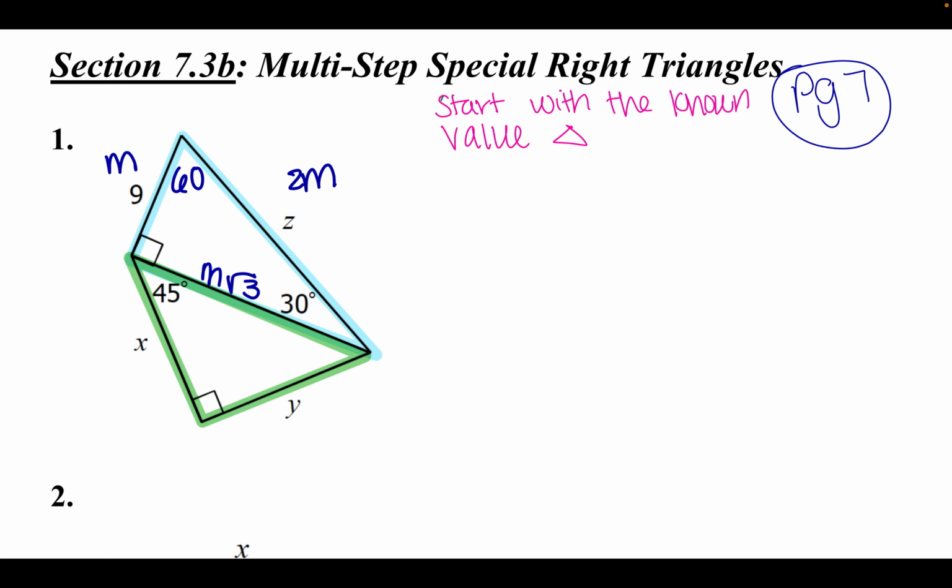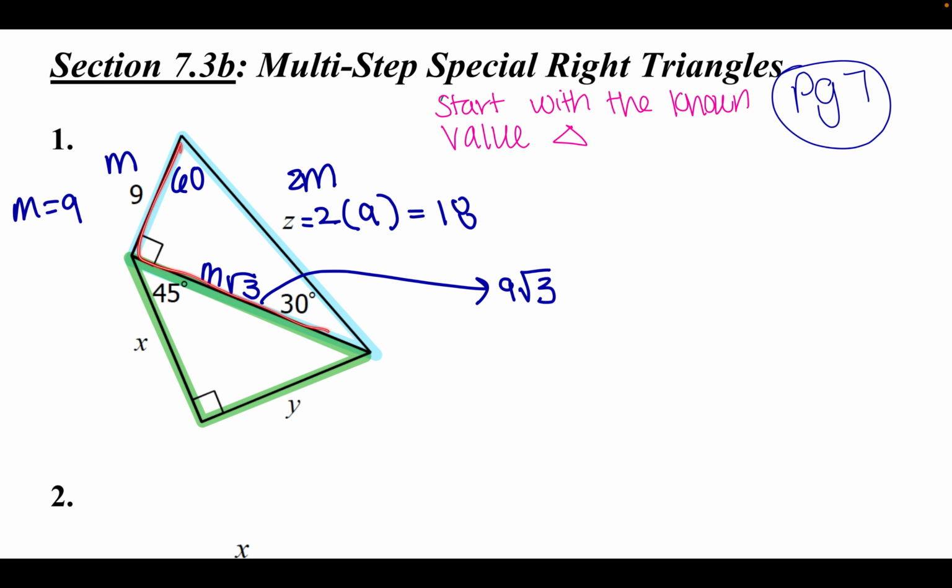So we know that z, if m is 9, z is going to be 2 times 9, which is 18. Now for this middle side, I know it doesn't ask us to find this middle side, but we do have to find this shared side. So that shared side is just 9 square root of 3. Just replace that m with 9.